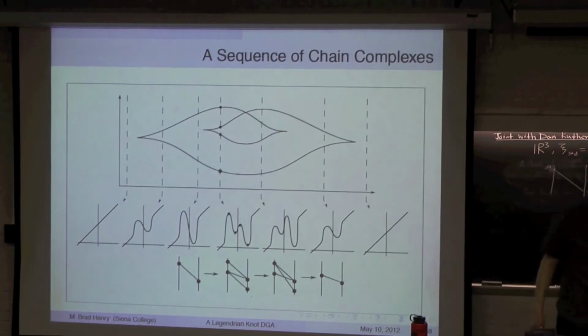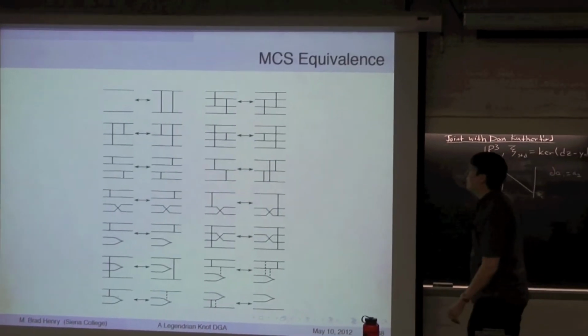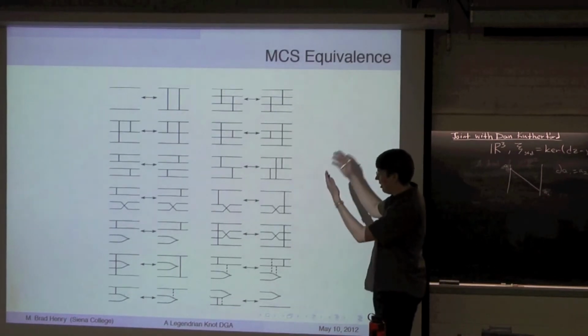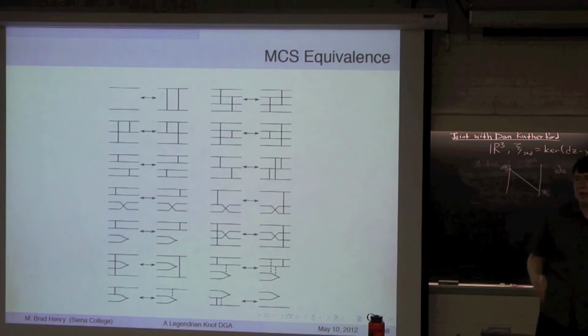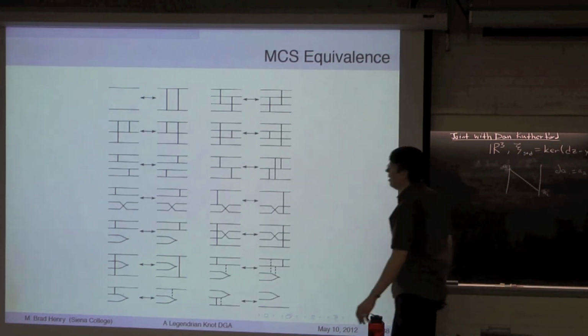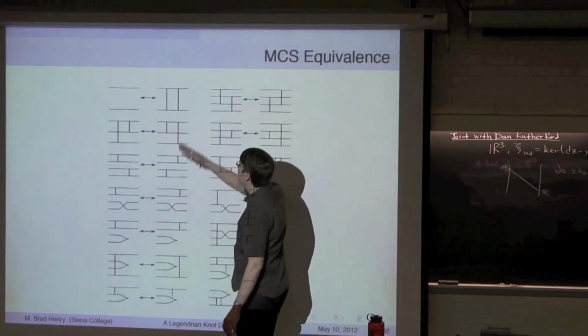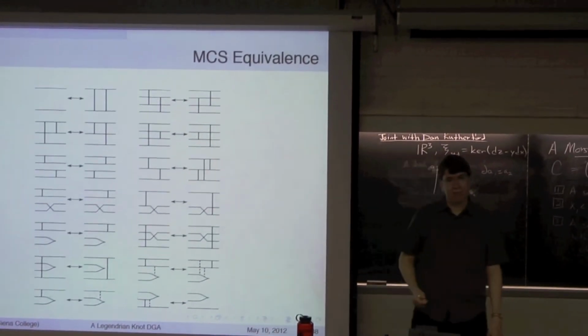To take into account the fact that you can change the metric, we have an equivalence relation. Essentially, you can write it down as a combinatorial thing working with the handle slide marks. So if you change your metric, you may see a change in the Morse complex sequence that looks like one of these.